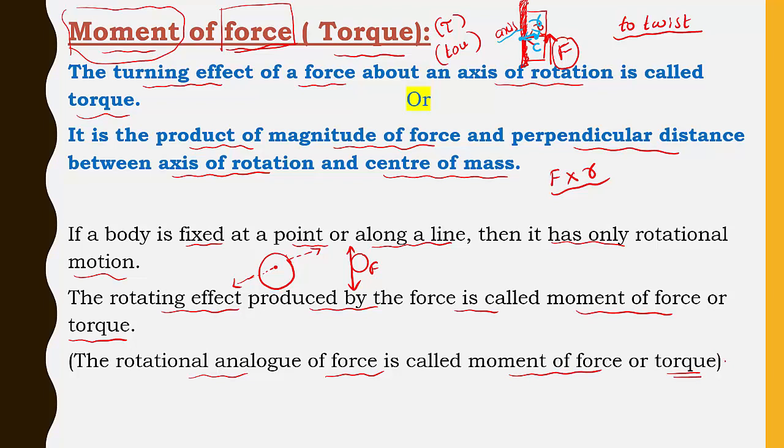Remember, when you apply force, it has linear motion. When you apply moment of force, it has rotational motion. But remember, for rotational motion, the axis of rotation has to be fixed for that rigid body. Is it clear? So the rotational analog of force is called moment of force, or we can also call it torque. Torque is a Latin word meaning to twist. It is also called moment of force.